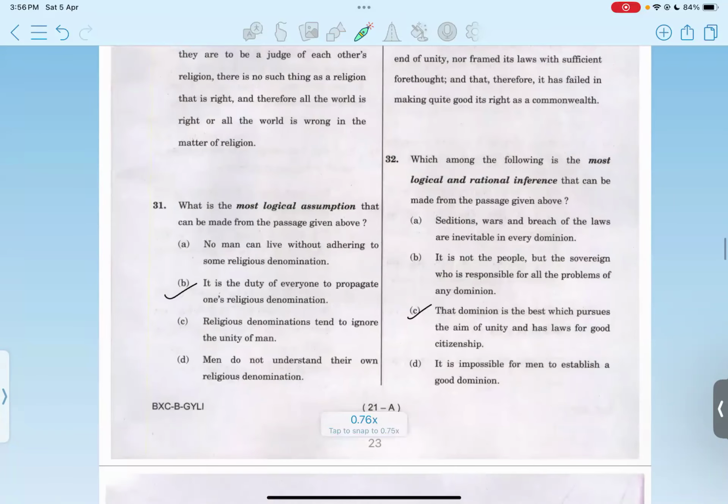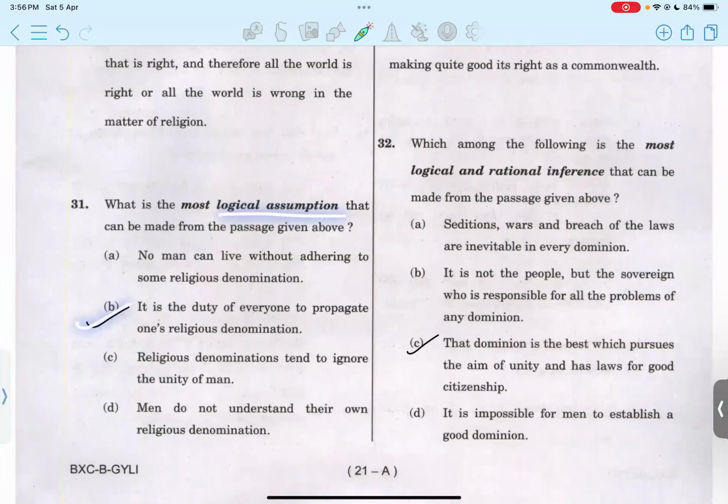So 31, most logical assumptions. I believe option B. C. See, a religious denomination tends to ignore the unity of man.